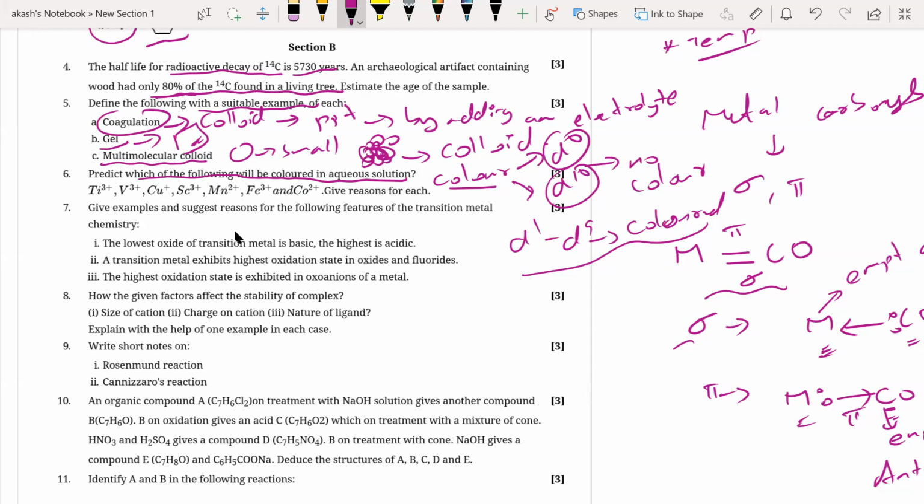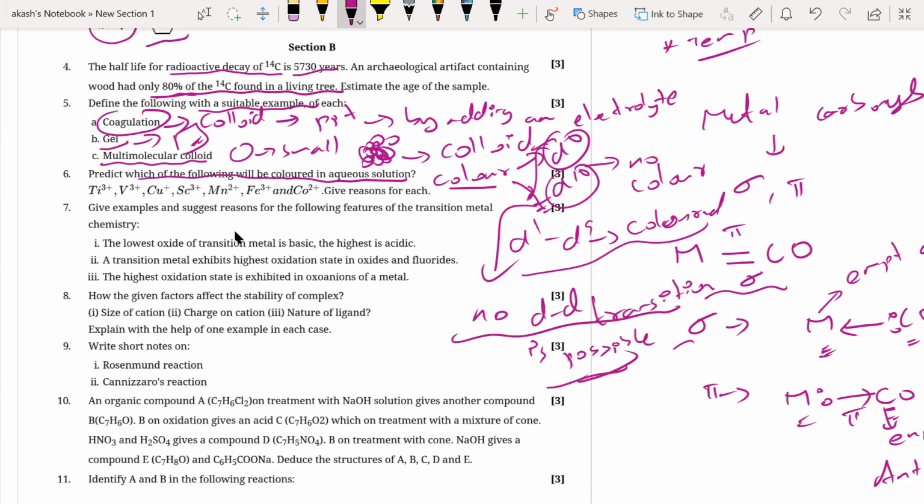What is the reason? Because when I have no electron in d, or when I have 10 electrons in d, you should tell that no d-d transition is possible. That is the key phrase. If you don't give it, you will not get the mark. No d-d transition is possible. This is how you must write.